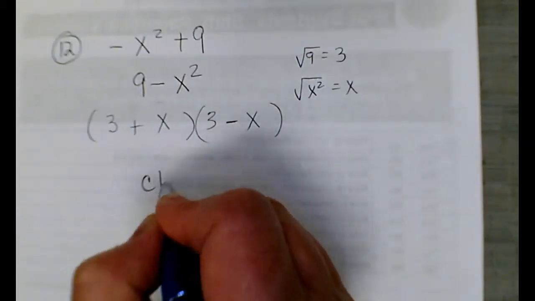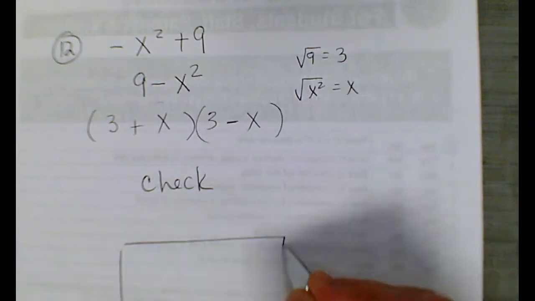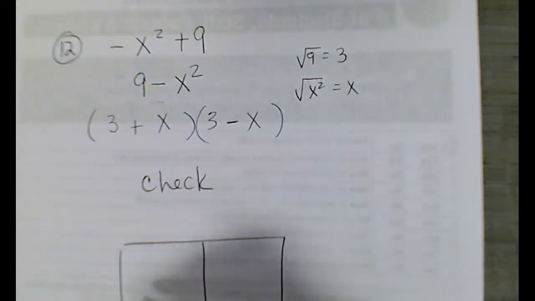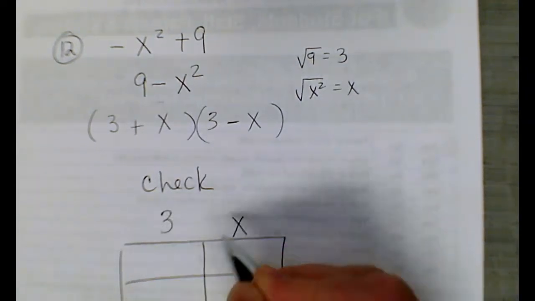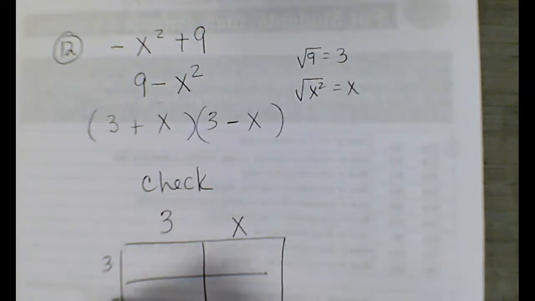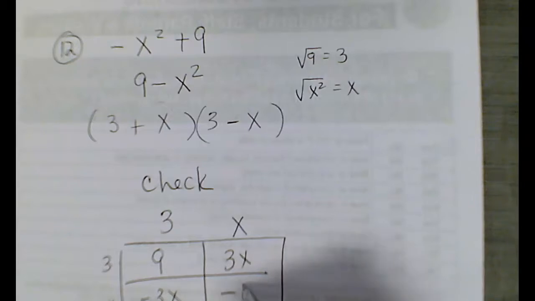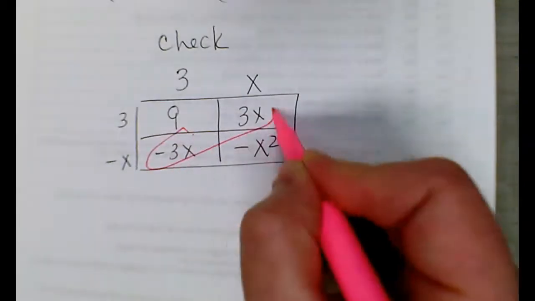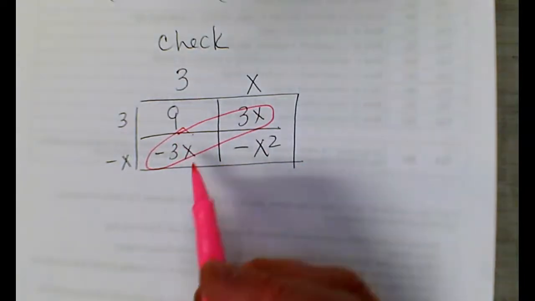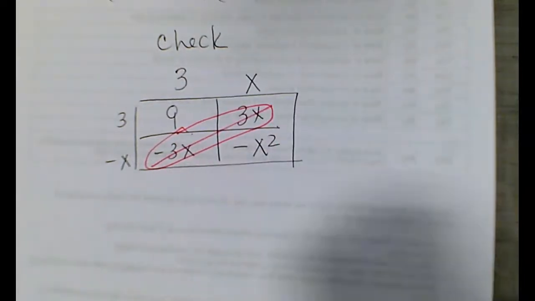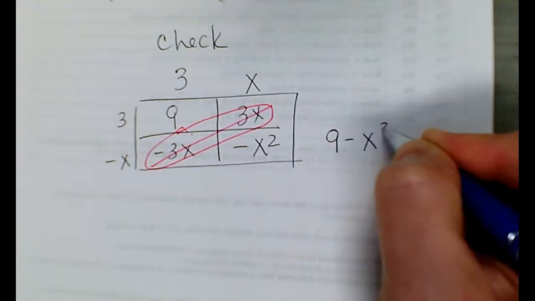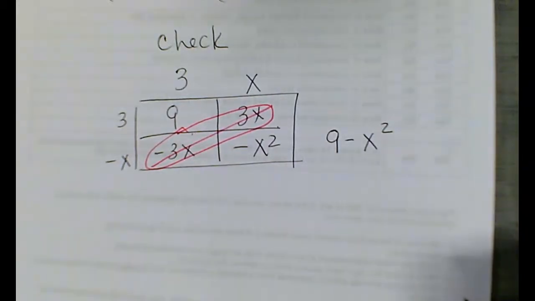Let's go ahead and check this one. 3 plus x, 3 minus x. What happens to these middle terms? Cancels out. And so this is 9 minus x squared. Is that what we started with? And so this will check out.